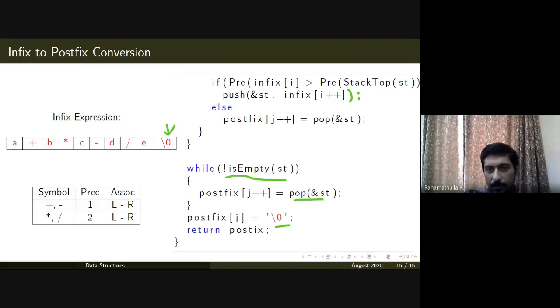Now somebody switch on your mic and tell me how we can convert an infix expression to a prefix expression. Anybody? By using a similar procedure. Anybody?